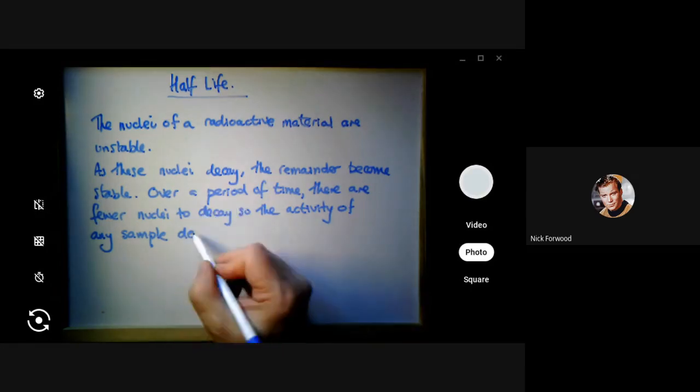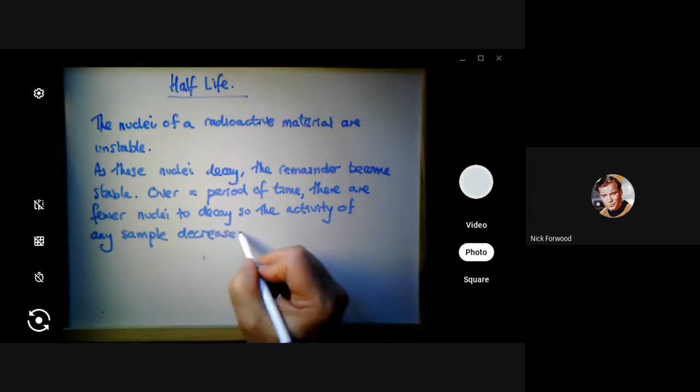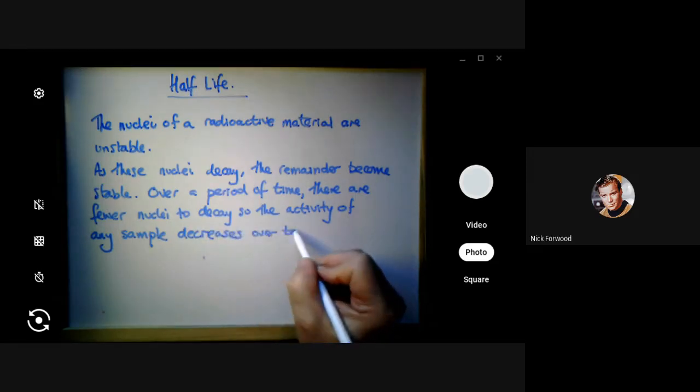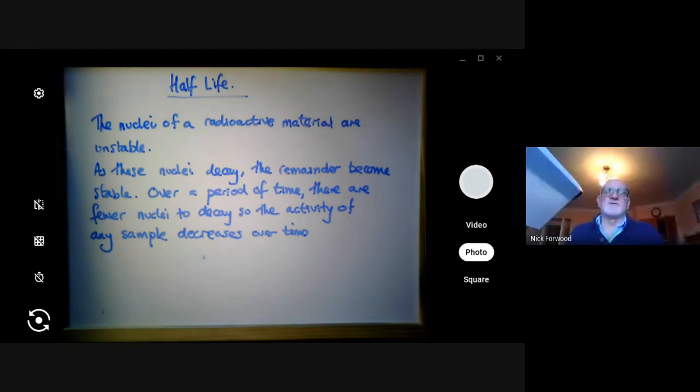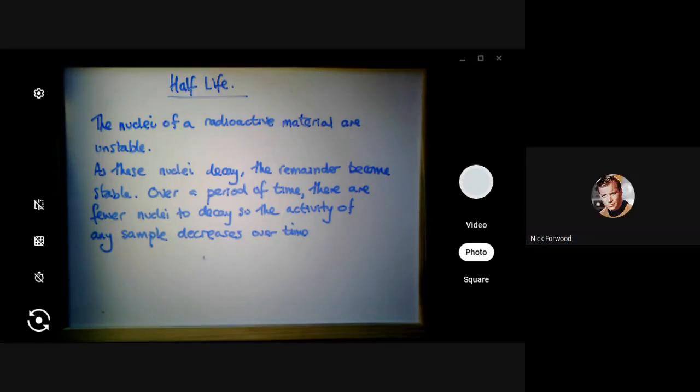Sorry, I can't spell here. Okay, so if I start off with 100 radioactive nuclei, after a period of time, there'd only be 90 left. And after another period of time, there'd only be 80 left, and so on. So you get less and less. The ones that stay behind are then not radioactive at all, and you've got less and less radioactive nuclei to decay over a period of time. So the activity of any sample decreases over time.